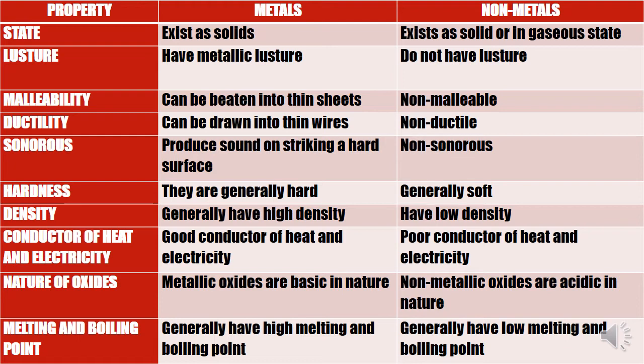Oxides. What is the nature of metallic oxides? Metallic oxides are basic in nature, whereas non-metallic oxides are acidic in nature. Metals usually have a high melting point and boiling point, whereas non-metals have a low melting point and boiling point.